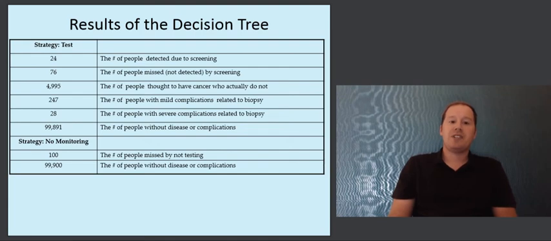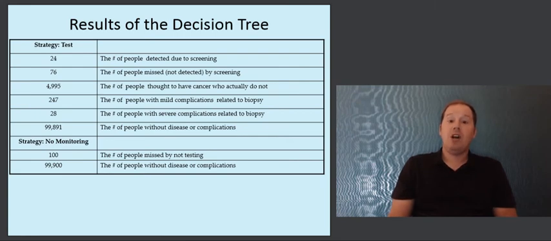Here's the results of the decision tree we just showed to test for the monitoring population. 24 people will be detected to have liver cancer correctly because they were screened. 76% of the 100 people who have liver cancer will actually be missed and will not be detected when they screen. 5,000 people, approximately 4,995 people, will be thought to have cancer who actually did not have cancer at some point in the screening process.